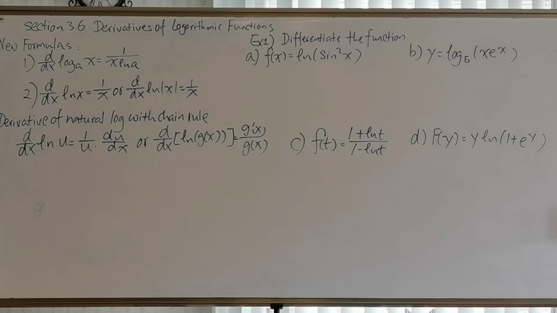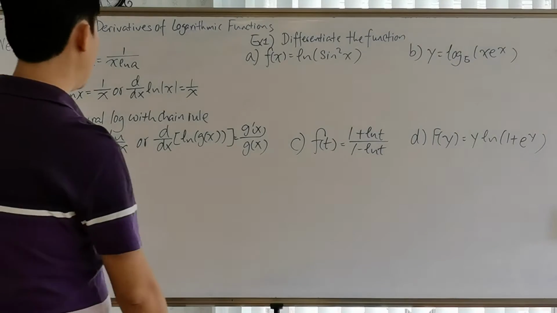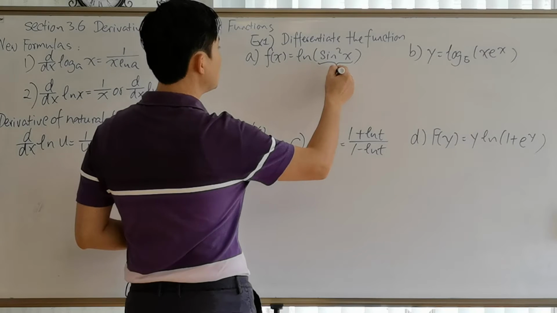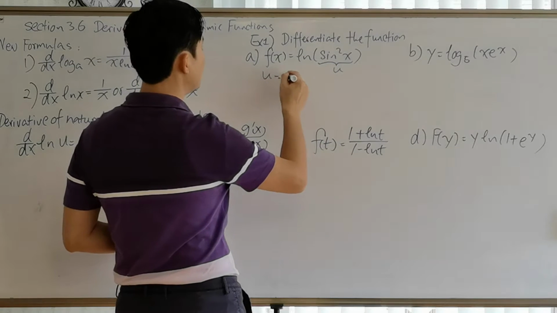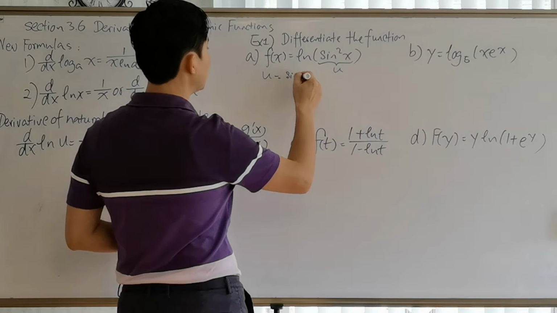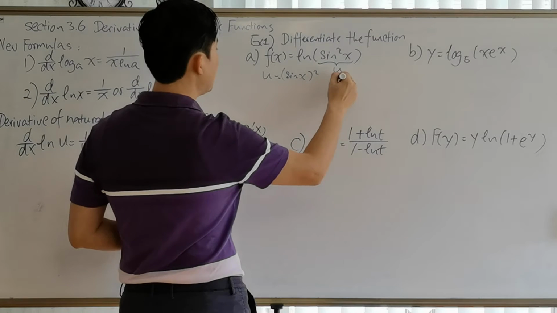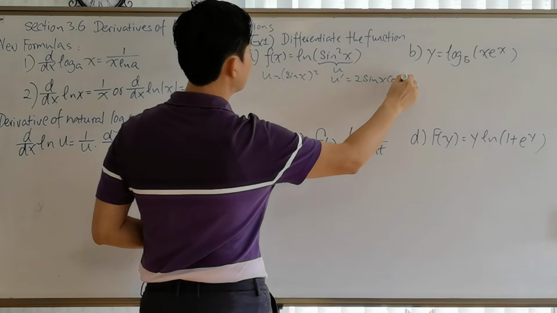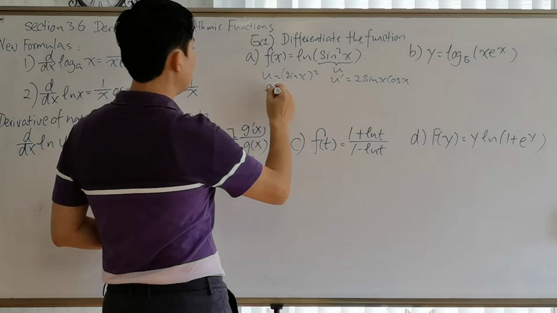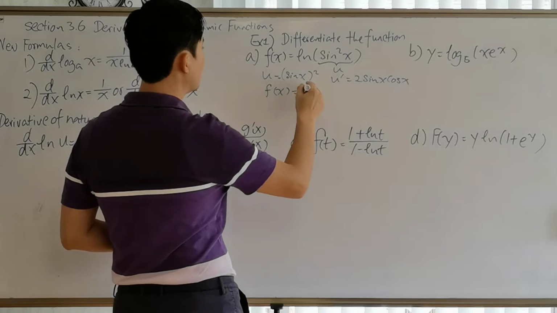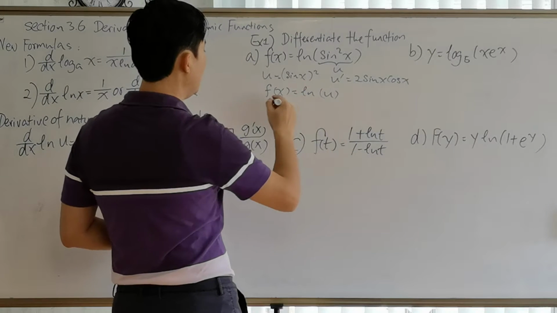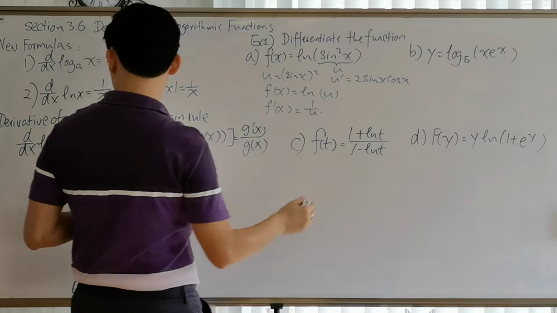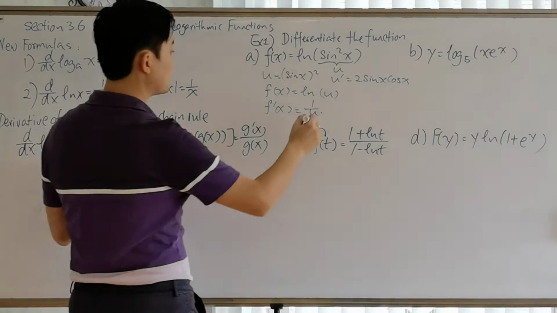So the first one, f of x equals natural log of sine square of x. Anytime you see the inner function, you want to say that's u. So u equals sine square of x, or sine of x quantity squared. That means u prime is 2 sine x cosine of x. So we write it in terms of u for that f of x. So we do have natural log of u. That means f prime of x is 1 over u times u prime, or du over dx.